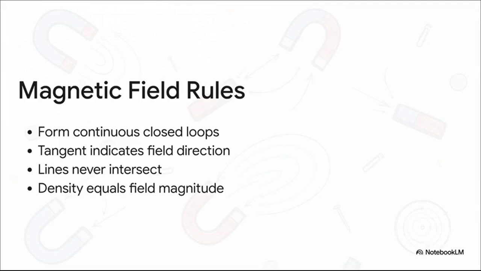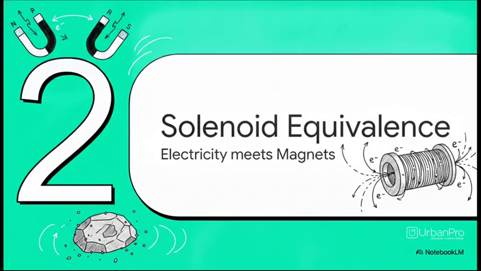So, because these lines form unbroken loops, any closed surface is going to have an equal amount of magnetic flux entering and exiting. This is Gauss's law of magnetism, and it dictates that the net magnetic flux through any closed surface is exactly zero. Section 2. The solenoid equivalence.